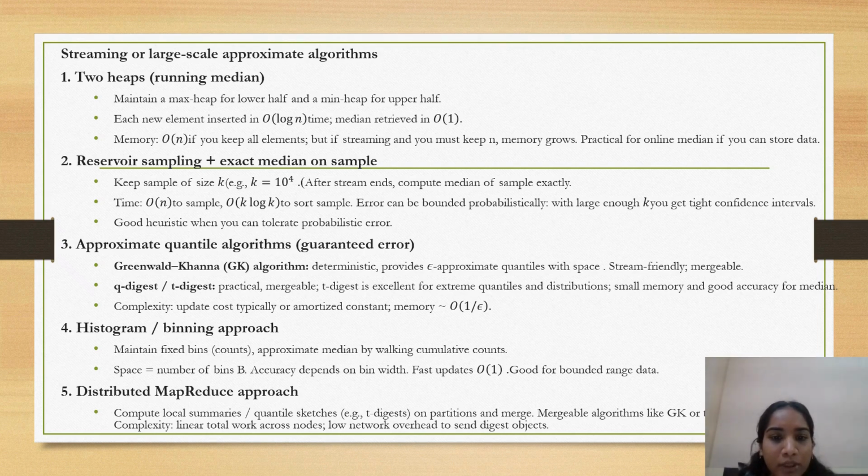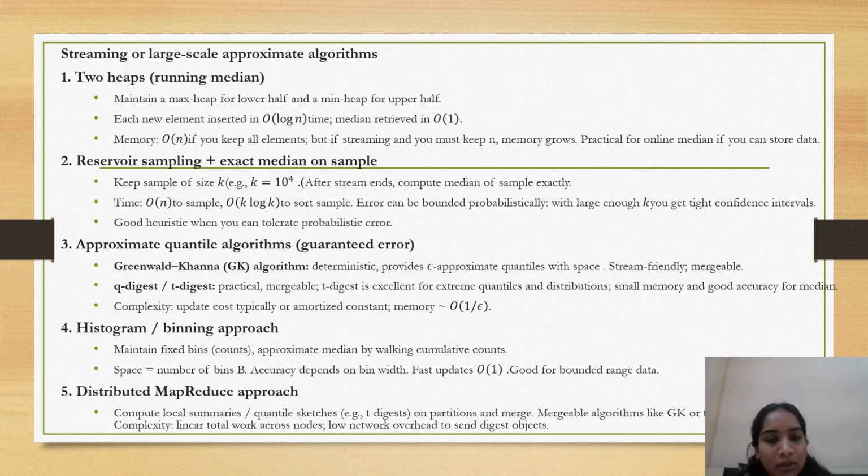Then lastly we see the distributed or MapReduce approach. In this distributed system, we compute local summaries or quantile sketches on each partition and then merge them. Algorithms like GK or TDigest are mergeable, with linear total work across nodes and minimal network overhead, and this enables scalable median approximation for very large data sets stored across multiple machines.